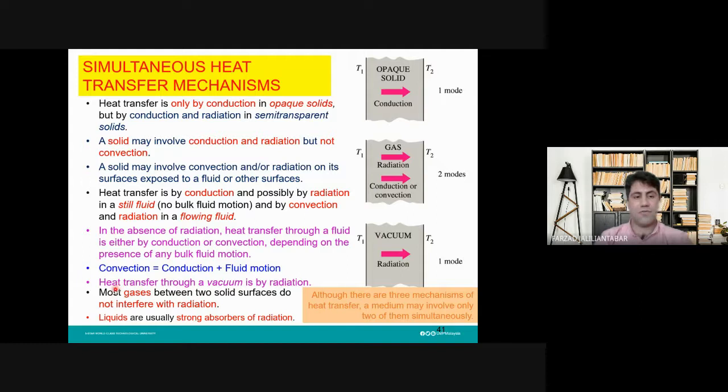And this one, heat transfer through a vacuum. You may know about that: because we have a vacuum, with no medium, heat transfer can be only by radiation, as we discussed earlier this morning.